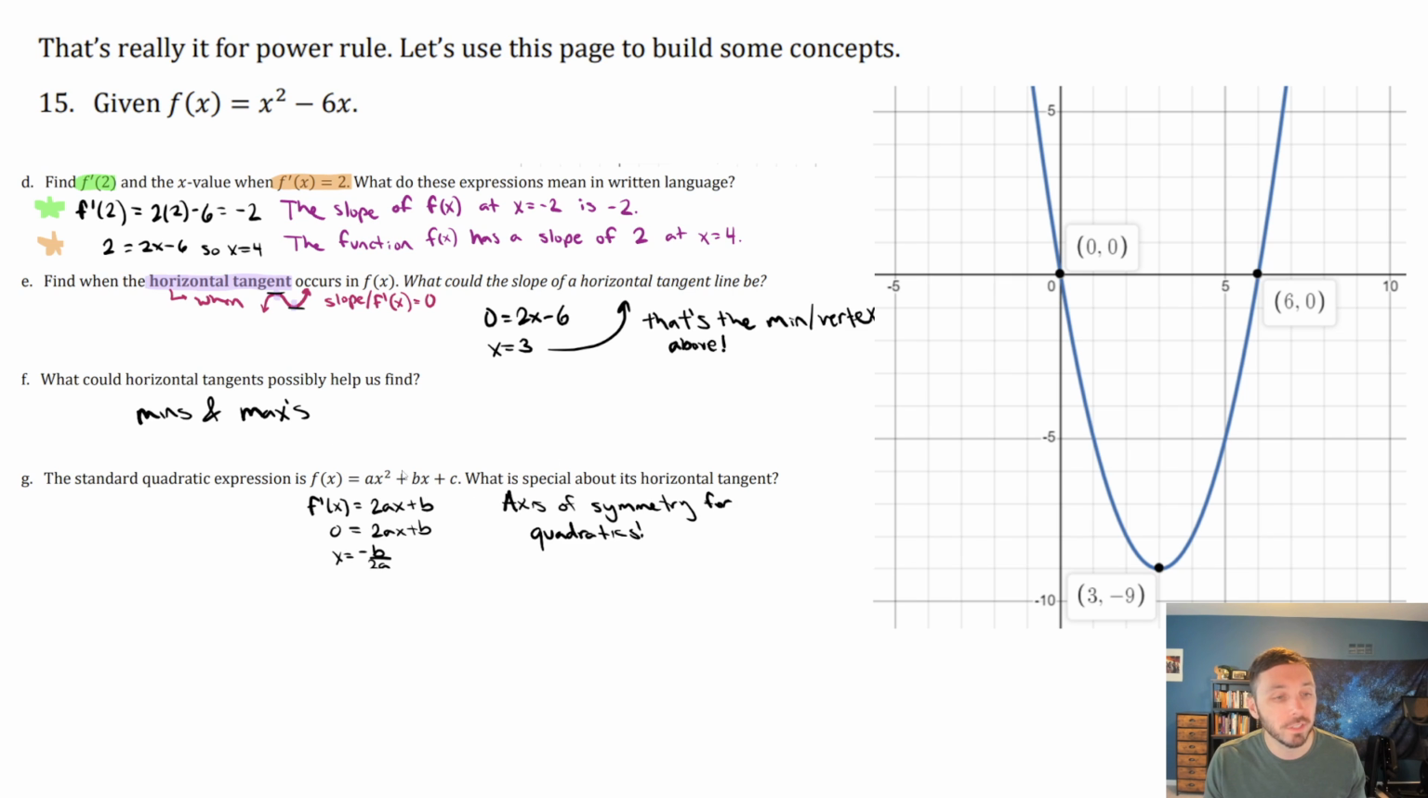I just took the derivative here. I got 2ax plus b, and then I set it equal to 0. I subtracted the b over and divided by 2a, and hey, wait a minute, I remember that negative b over 2a thing. This is the axis of symmetry with quadratics.